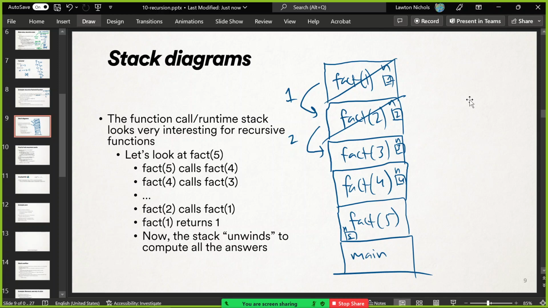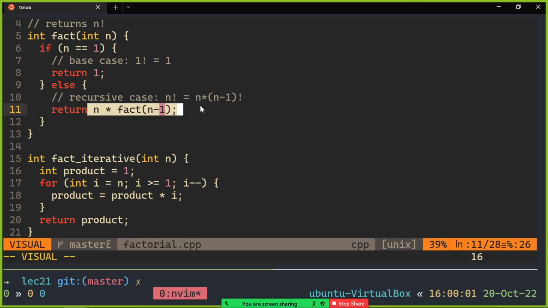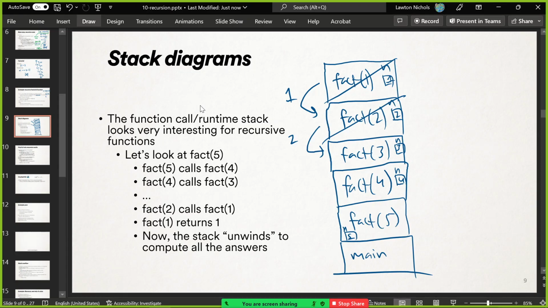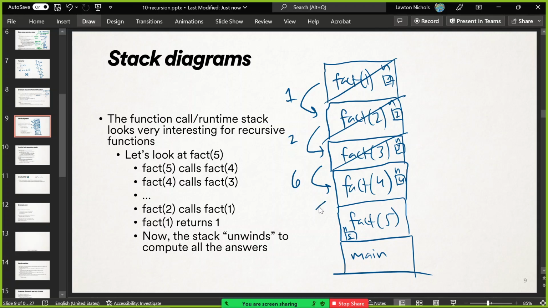That's the key. Then fact of 3 was sitting here waiting on fact of 2. It can finally multiply its 3 by fact of 2's answer. 3 times 2 is 6. It gives back 6. Now it's done with its work. Returns. Now we're back in fact of 4, who was waiting on fact of 3. We finally got back that answer. We can multiply our 4 by that. 4 times 6 is 24. Now fact of 4 has finished its work.